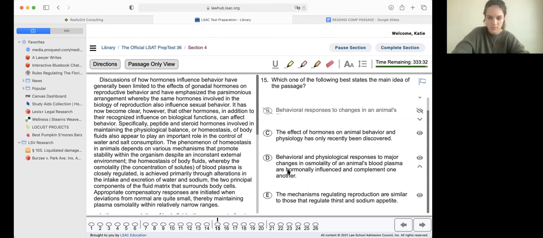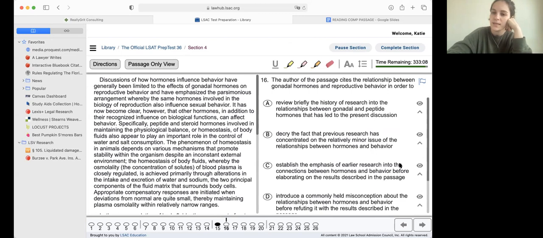Behavioral and physiological responses to major changes in osmolality of animals' blood plasma are hormonally influenced and complement one another. There we go. That's talking about the hormones and how the hormones can affect behavior, specifically the changes in osmolality. Perfect. The mechanisms regulating reproduction are similar. We don't care about that. We do not care. Okay, next.